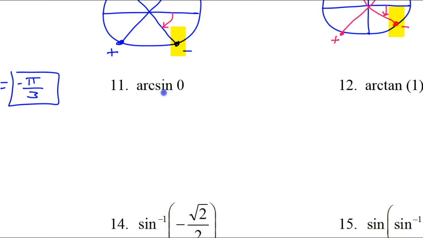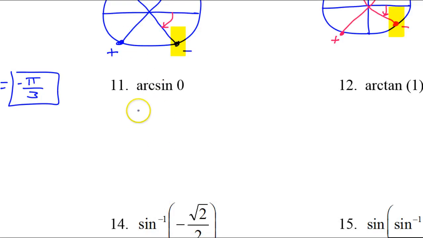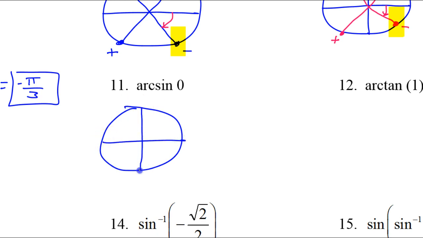Number 11. Arcsine is just an angle. It's the angle whose sine is 0. So the sine of what angle is 0? This is not on the chart. We need to look at quadrantal angles when we're dealing with this. So let's glance at the unit circle. What angle has a sine of 0? Remembering that on the unit circle, sine is y values. So these are the two places where the y values are 0. These are the two places where the sine is 0.